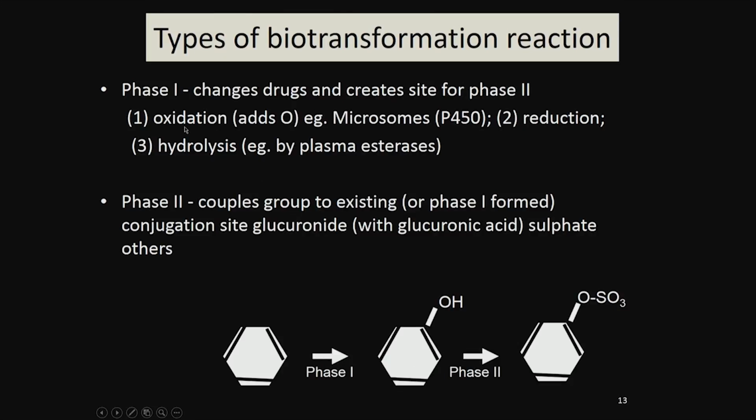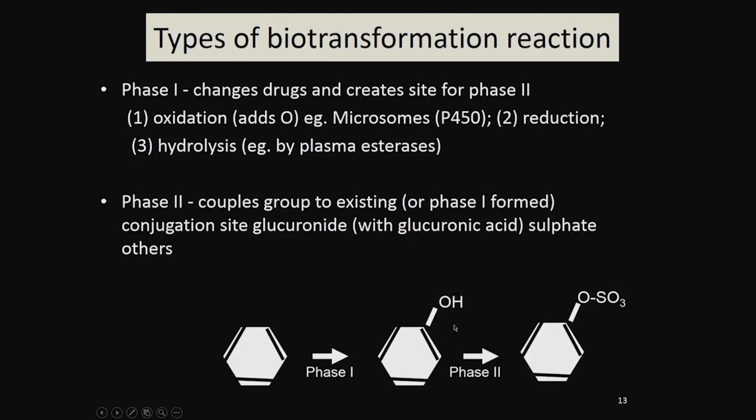So phase 1 is a very simple metabolism. You do oxidation, that means you are adding oxygen, okay, using a P450 type of enzyme. You do reduction, that means there is a hydrogen H added or O is removed. Hydrolysis, that means OH is added by esterases. In phase 2, groups are coupled to existing or phase 1 formed conjugation sites. So glucuronide with glucuronic acid, sulfate or others.